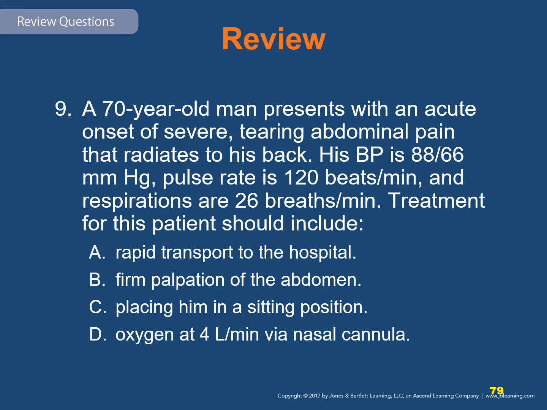A 70-year-old man presents with an acute onset of severe tearing abdominal pain that radiates to his back. His BP is 88/66 millimeters of mercury, pulse rate is 120 beats per minute, and respirations are 26 breaths per minute. Treatment for this patient should include A, rapid transport to the hospital, B, firm palpation of the abdomen, C, placing him in a sitting position, or D, oxygen at 4 liters per minute via nasal cannula.